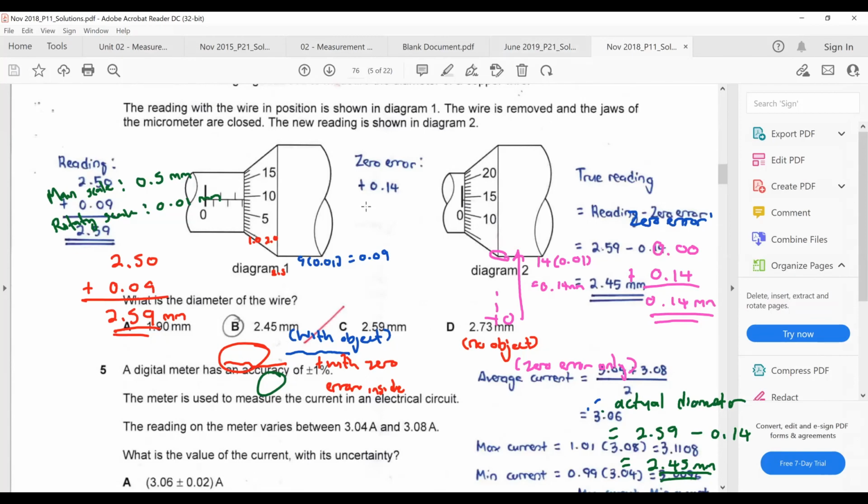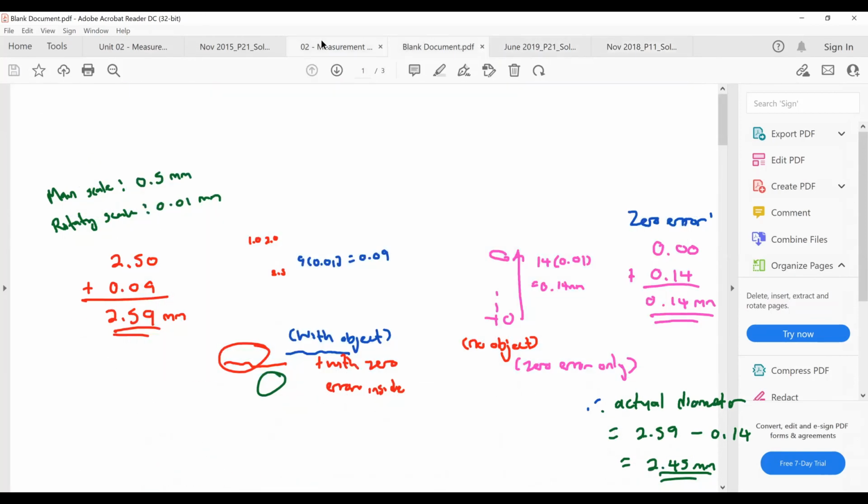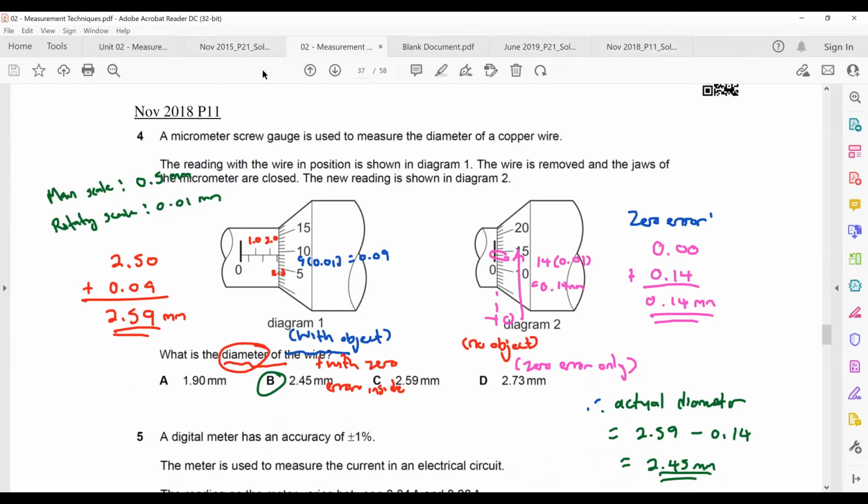So you need to know how to identify when you have zero error, and then from there, you correct for it. The moment you see that there's a zero error inside or some sort of error, it's automatically understood you need to correct for it. They won't just give you a zero error there and expect you to do nothing with it. All right, so that is micrometer screw gauge reading.